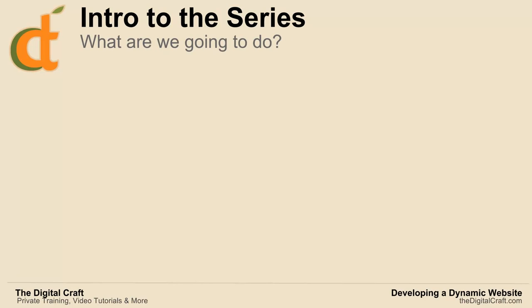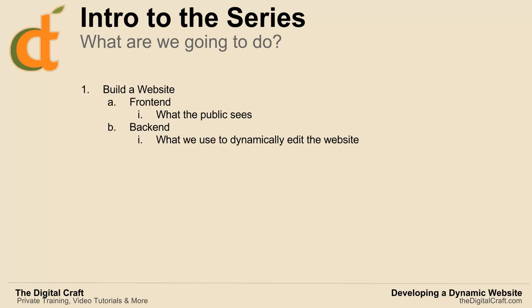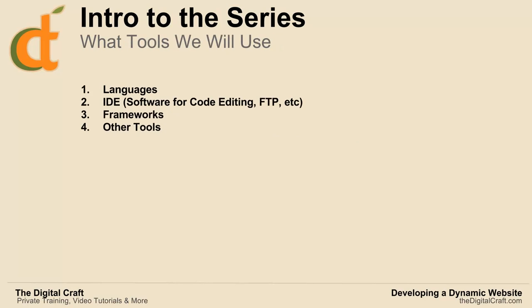So let's talk about what we're going to do in this series. Obviously, we're going to build a website, and with that website, we're going to build a front end, or what the public sees, and then the back end. This is what we use to dynamically edit the website. You might call it an admin panel or a control panel or something like that. Now we'll take a look at some of the tools we're going to use.